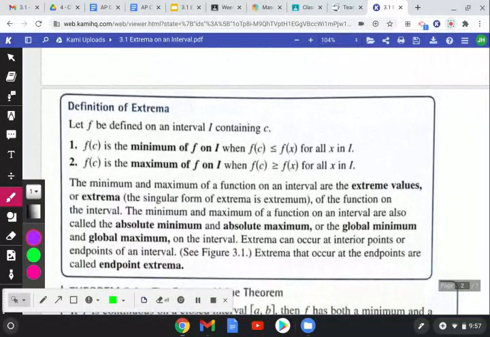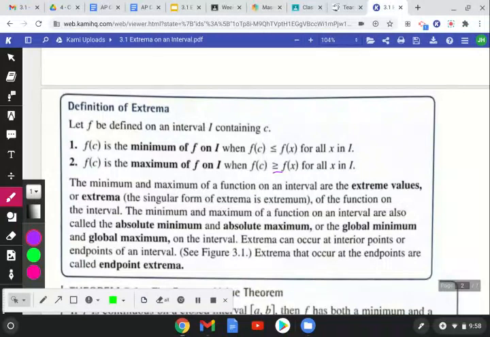So we're going to let f be defined on an interval I. So that's just the interval we're talking about. Think of an interval like from 2 to 4 or negative infinity to infinity, containing a value c. 1, f of c, meaning that value has been plugged into the function, will be called a minimum on the interval I when f of c is less than all the other values plugged in. Which makes sense. It's going to be a minimum if it's smaller than all the other values. And then 2, f of c is going to be a maximum if it's greater than all the other values when c is plugged in.